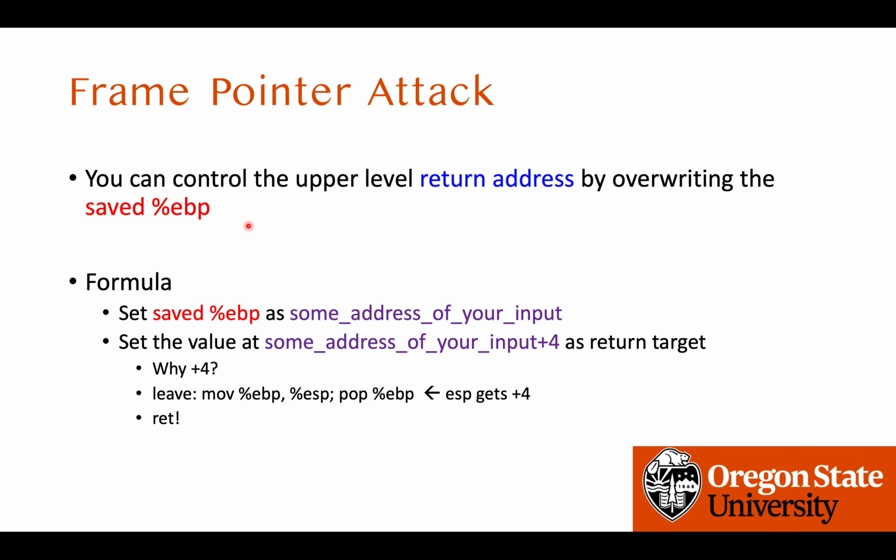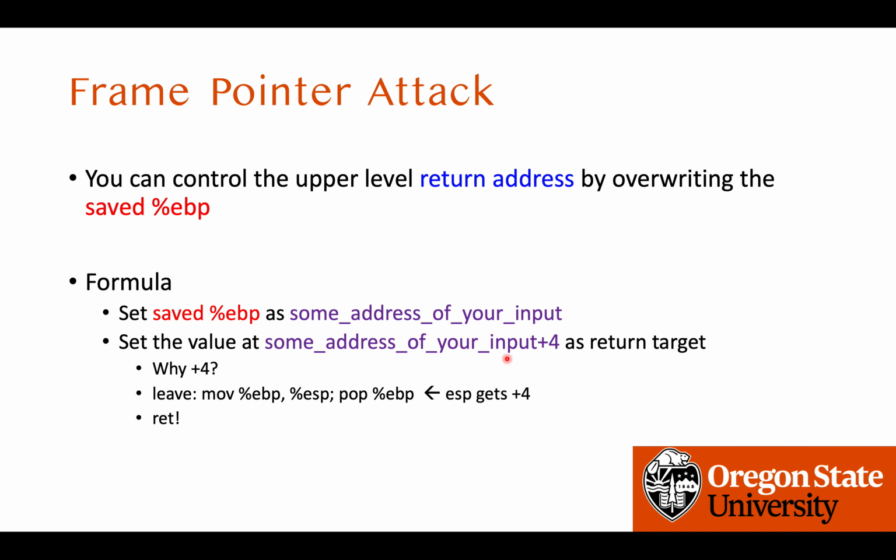So in the frame pointer attack, you can control the return address of the upper level function by overwriting the saved EBP. And a simple attack formula would be set the saved EBP as the same address of your input. Right now we use that as the start of the buffer, but it does not have to be the start of the buffer. Any address where you can write some value, you can use that.